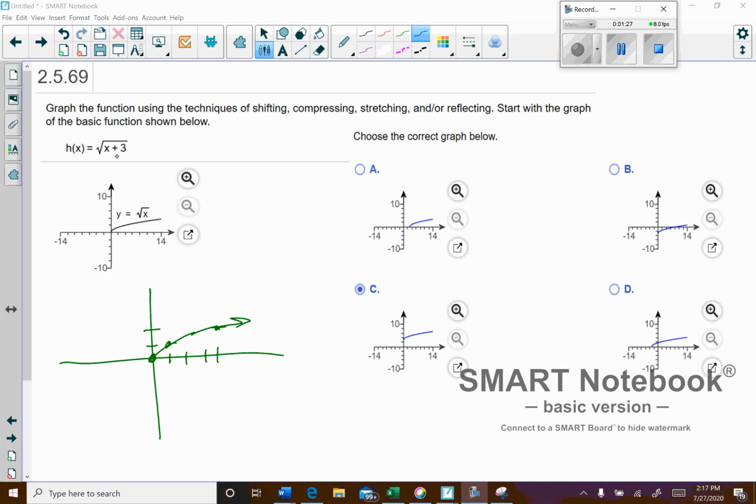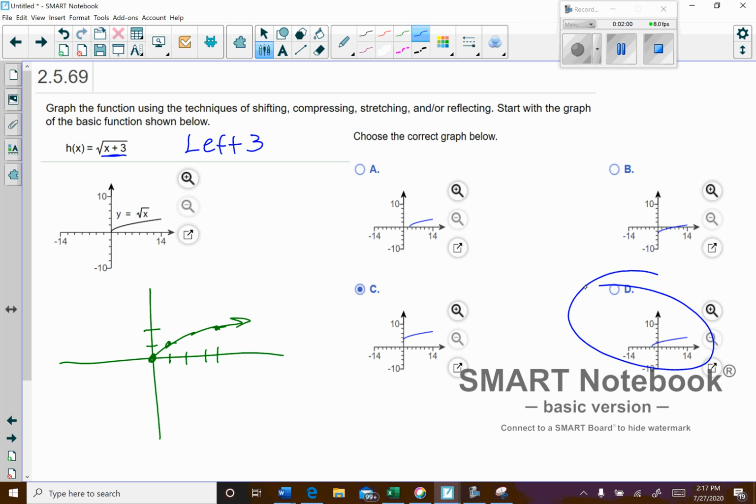So right here, you're adding 3, and it's happening directly to x. So basically, it's a little different. If you have the plus 3 on the outside, that would cause you to shift up or down. But since it's directly with the x inside the radical sign, it's going to cause you to shift left and right. And it shifts the opposite of what you would think, because you would think, oh, I'm adding 3 to x, so x is increasing by 3. But it's actually going to shift to the left 3. And so that correlates with D right here.